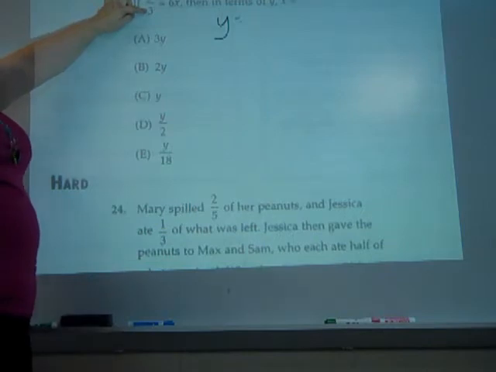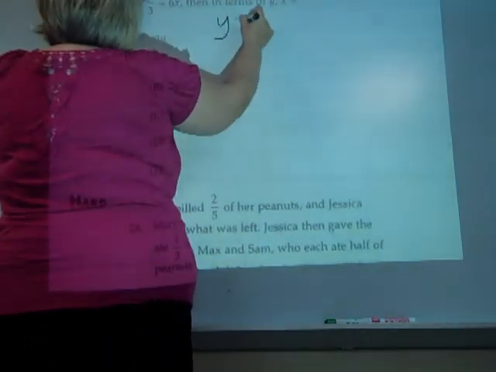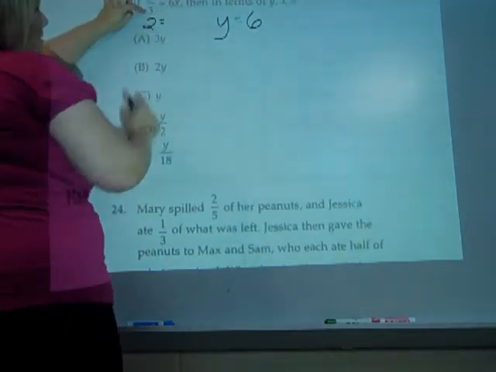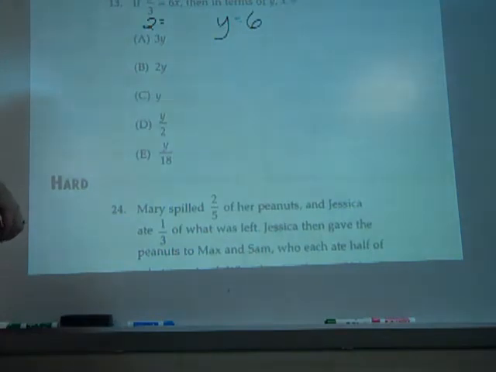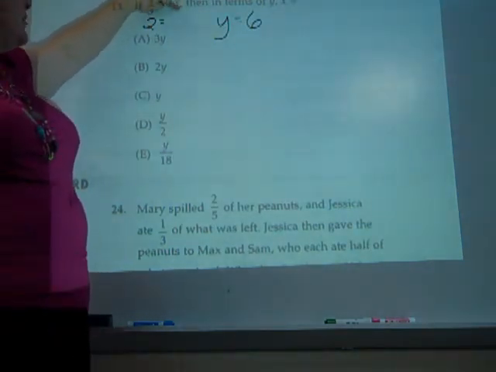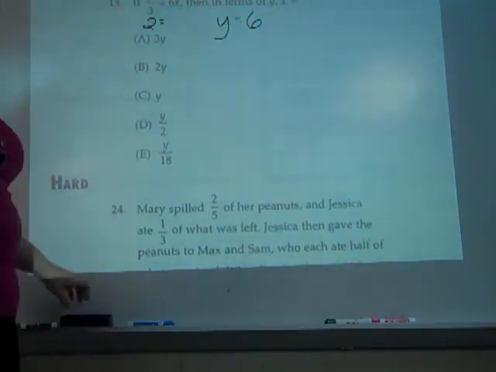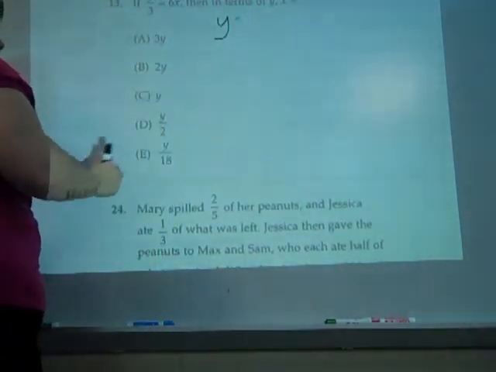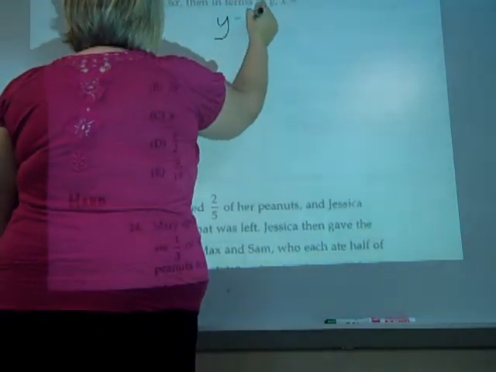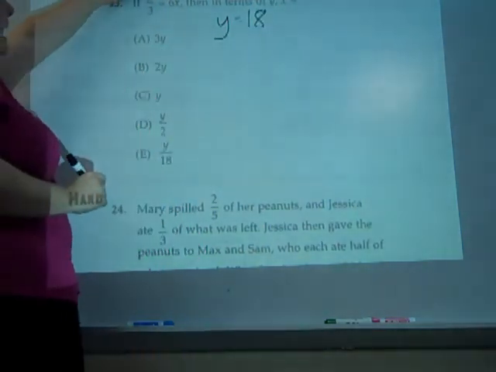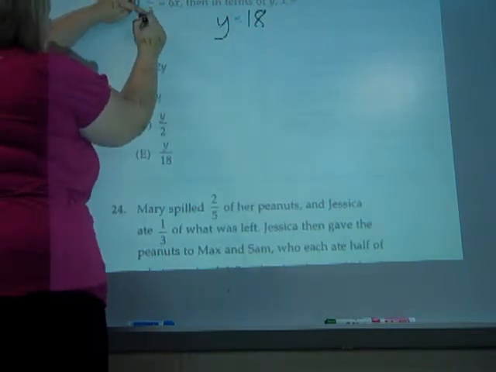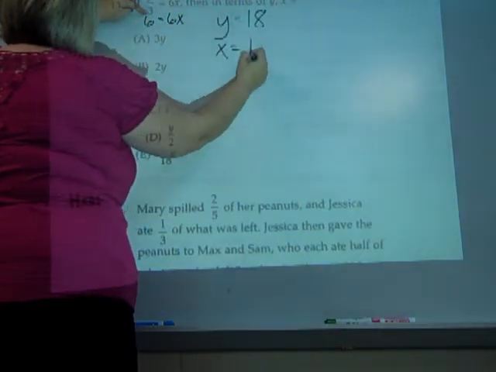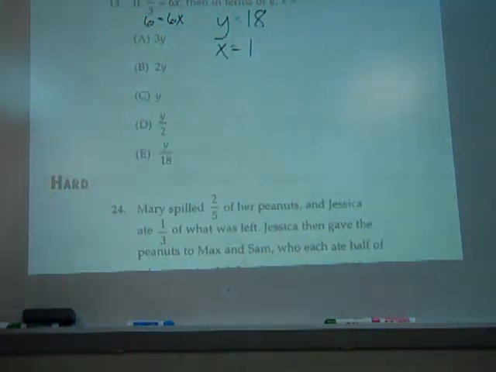I put 6. Okay, so if you picked 6 for y, then 6 over 3 is 2, right? Which is going to make x a fraction, right? So I'm going to actually pick something a little bit bigger for y. 18. I would pick at least 18. Because now when I plug in, 18 divided by 3 is 6. So what would that make x? 1. So that's going to make that a little bit easier if you pick a bigger number for y.